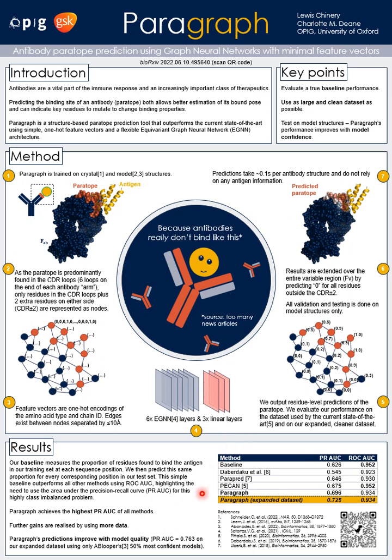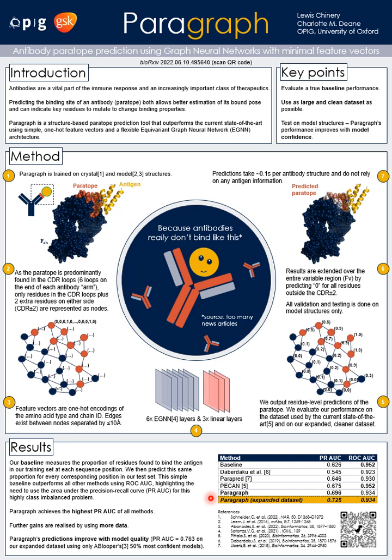A couple of final things to note are that the performance of Paragraph does improve when we provide it with more data. Our expanded dataset contains around 2.5 times as much data as the Pecan dataset, which is the dataset which all of the other results are provided on.